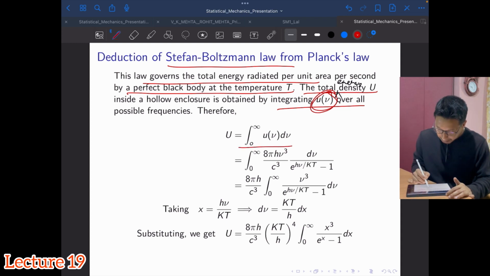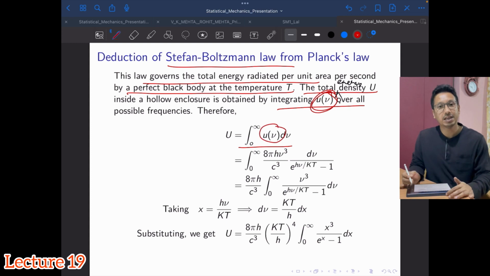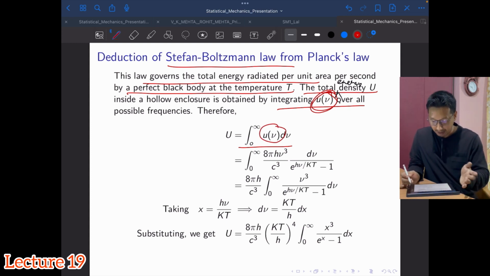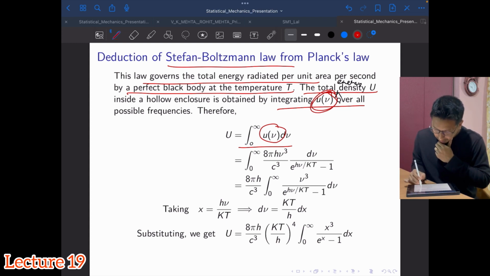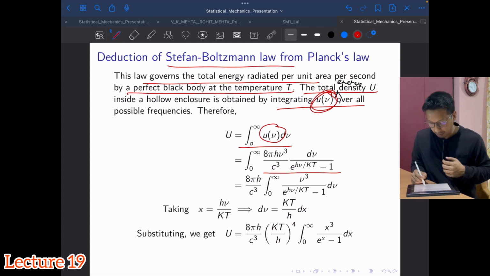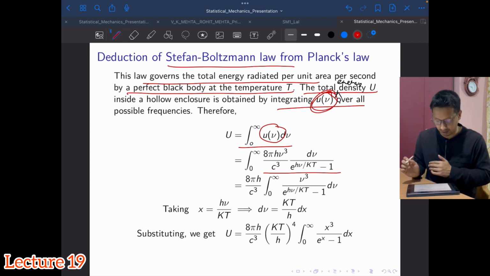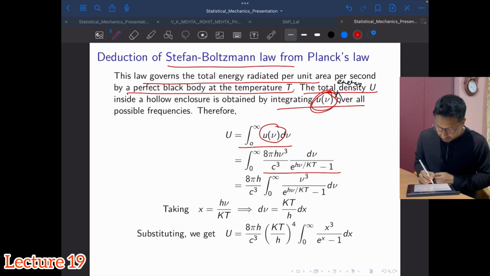Now if I substitute this expression for the energy density in terms of frequency, this is Planck's law, right? Then this constant term will come out, and the integrand will have nu cubed by e to the power h nu by kT minus 1, d nu. Now I have to make some substitution. This is a bit of mathematics now. If I take x equal to h nu by kT, d nu becomes simply this.